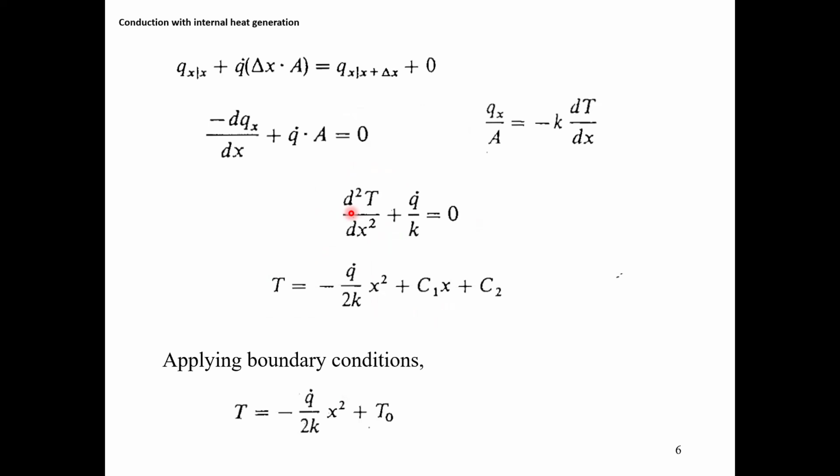We start with a heat balance. We consider a small unit volume of thickness delta x and cross-sectional area A, and the heat in plus the heat generated within would be equal to the heat out.